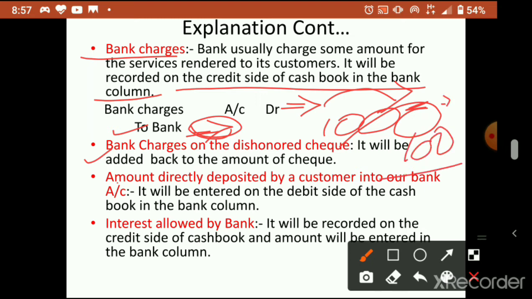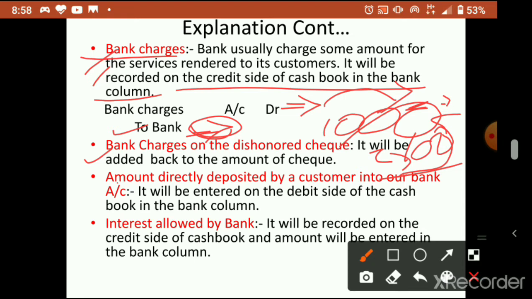So what I will do: this bank charge I will not write separately. The bank charge for dishonoring I will add back to this amount only, so the check amount will become 1100. Now I tell my customer that the check submitted by you got dishonored, and you have to give me 1100. Why? Because I paid 100 to the bank for charges, so you can charge that from your customer who gave you the check.